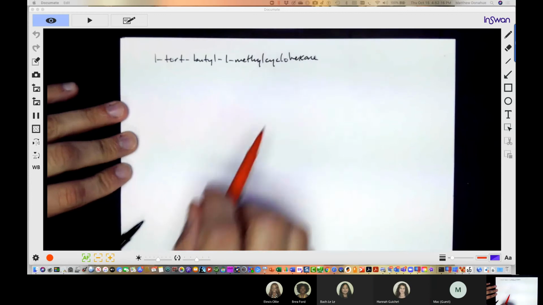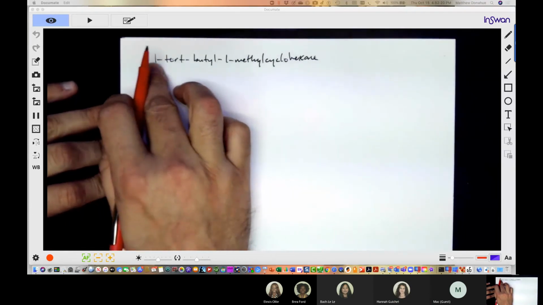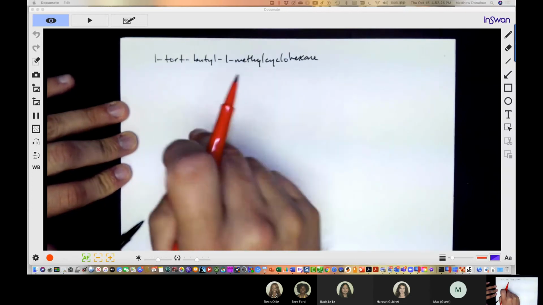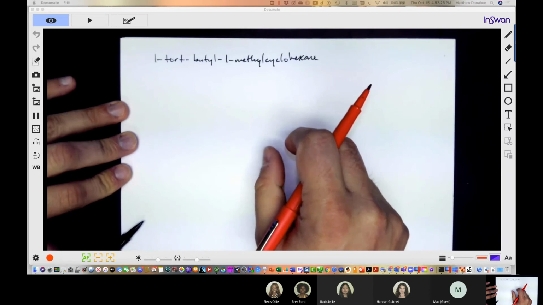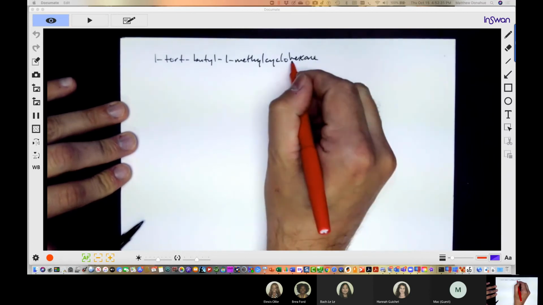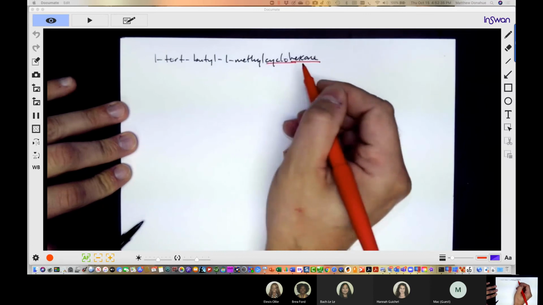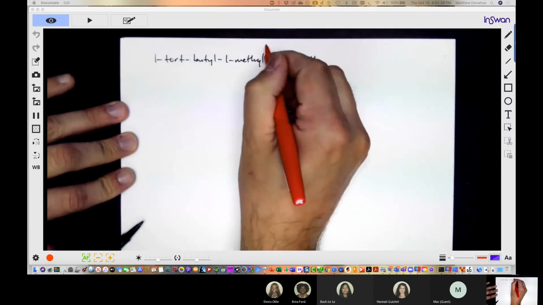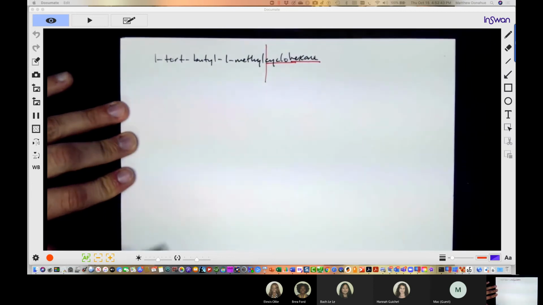Again, part of the skill of what you're doing in this class is to take a name and convert it to a structure. First we're going to convert it to the bond line, and then we'll convert it to the chair. So we see the parent here is hexane. It's in a ring, so cyclohexane. And right here, that's the parent, and everything in front of it are substituents.